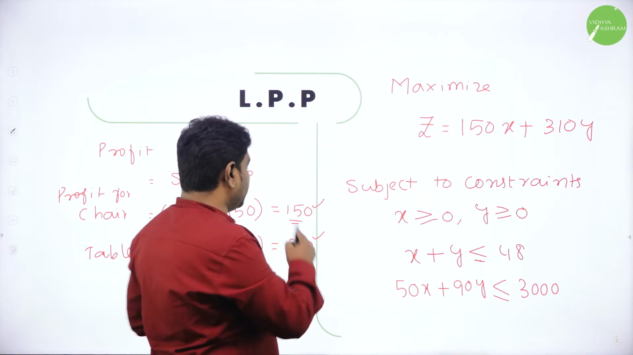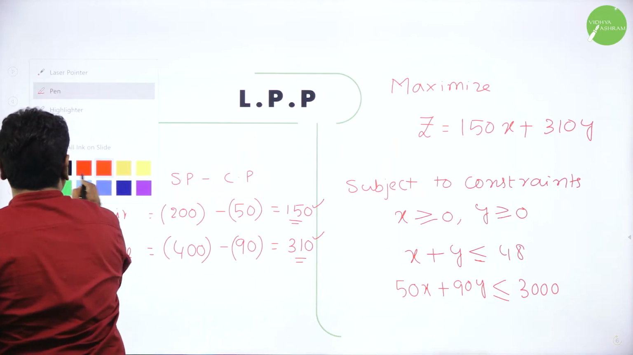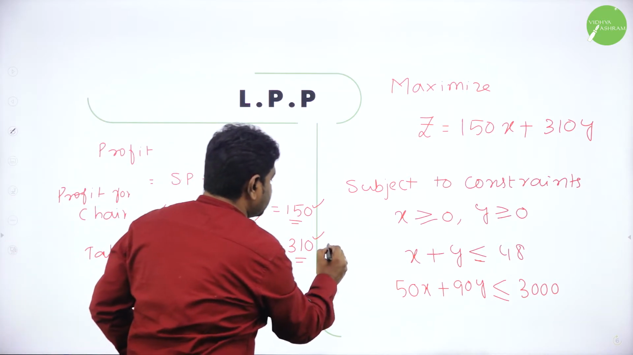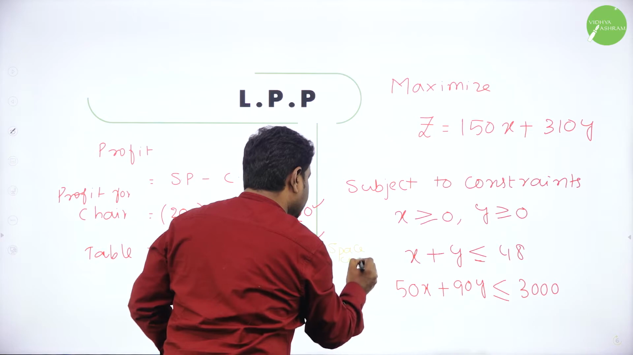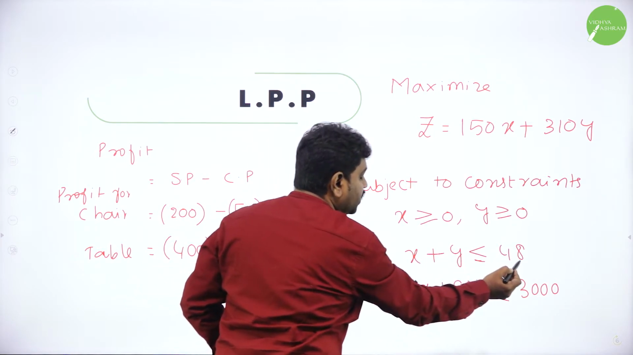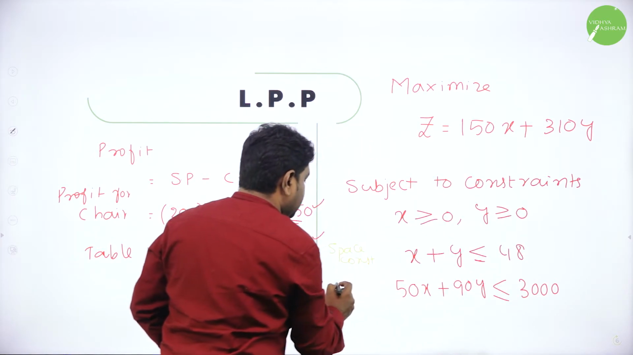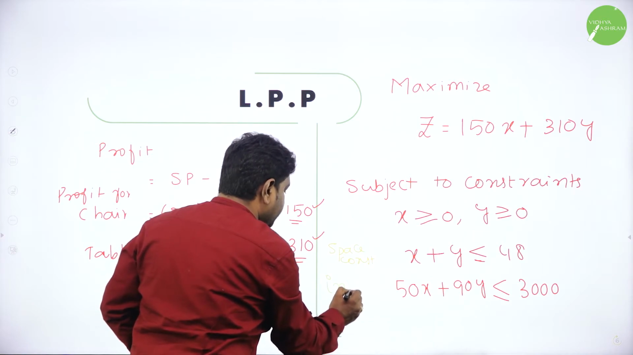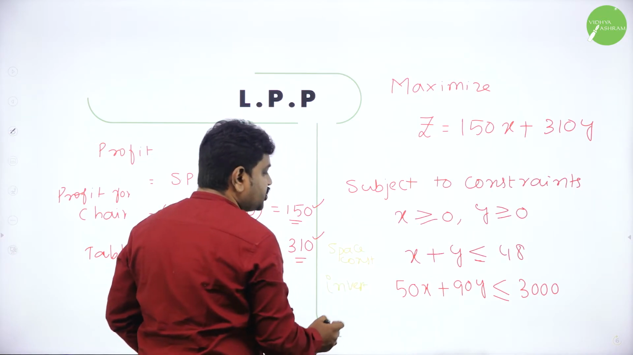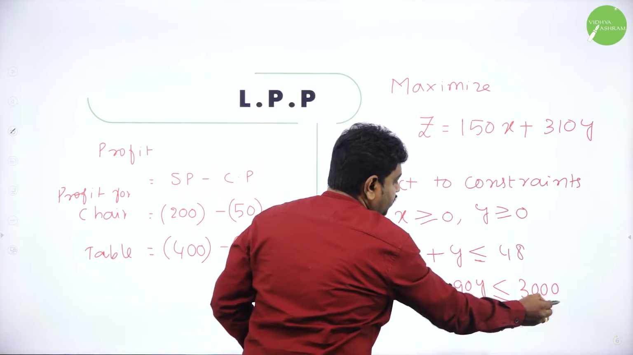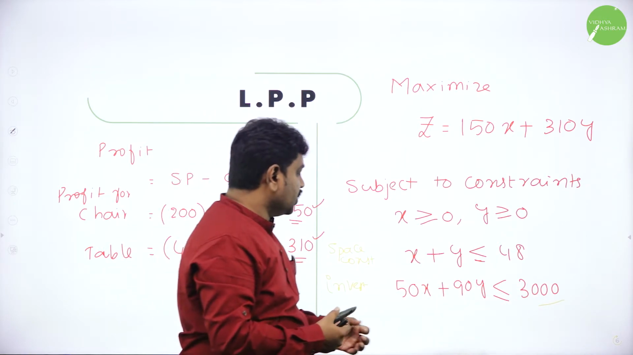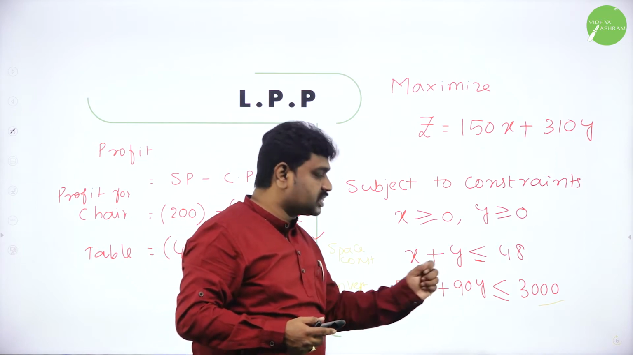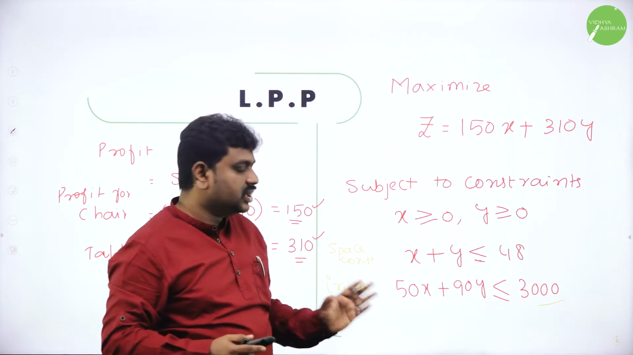Here, to make you understand, I am writing this. This is the space constraint, or space condition, they have given. You don't have space for more than 48 pieces. And then the investment constraint. Investment means 3000 rupees. So you can purchase all the things within 3000. You don't have more than 3000. So the cost of chairs plus the cost of tables should not exceed 3000. So this is the thing.